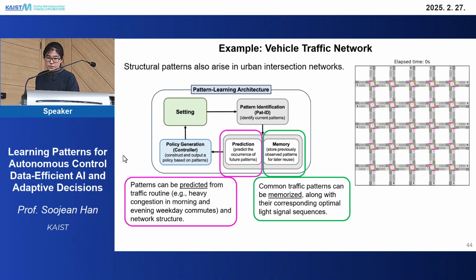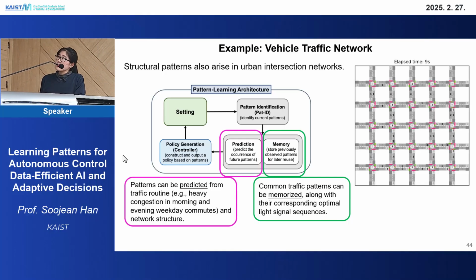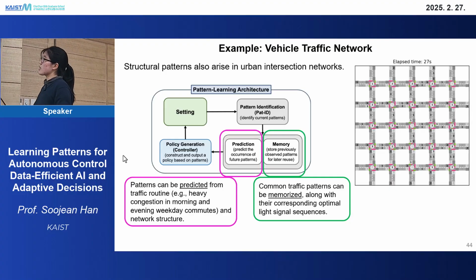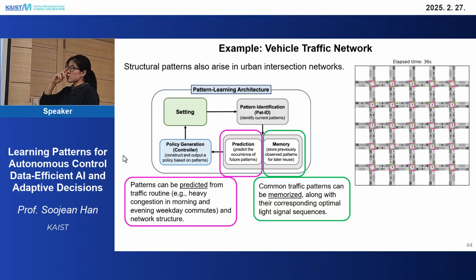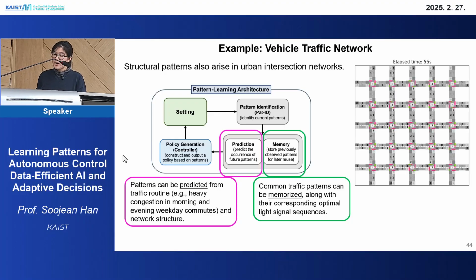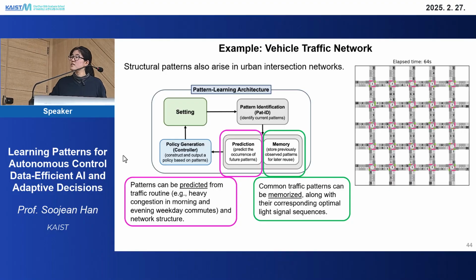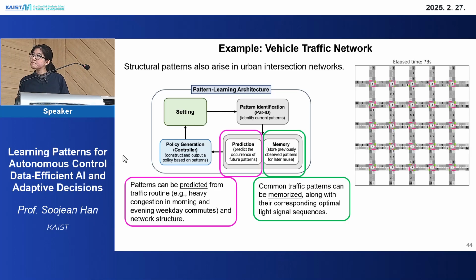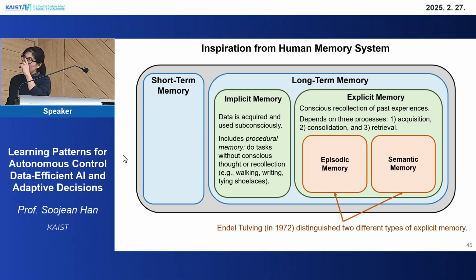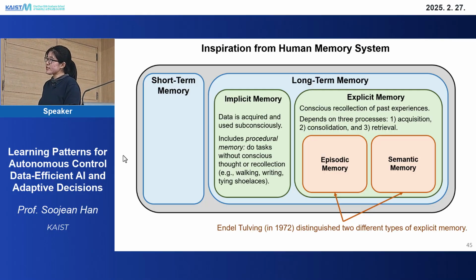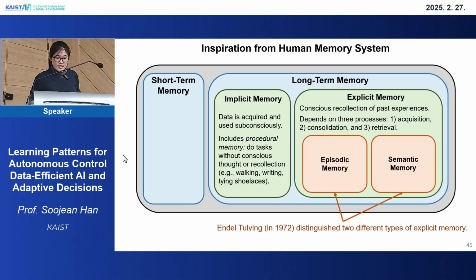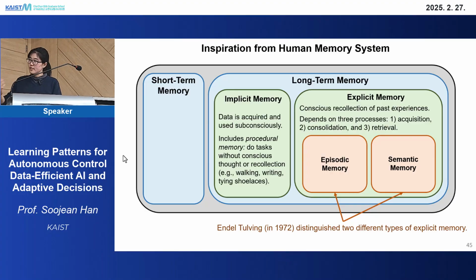Now, for this example, I want to bring back one of our previous works, and that is vehicle traffic network applications. Here I brought back this pattern learning architecture because I want to emphasize that what we're using here is the prediction component, where patterns can be predicted from the traffic routine, like heavy congestion in the morning and evening weekday routines. And we can also memorize past patterns, along with their corresponding optimal light signal sequences based on the patterns that we observed as well as predicted in the future. This takes inspiration from the human memory system. This is just a loose diagram of how psychologists categorize the different parts of the human memory system. In particular, episodic memory and semantic memory are the ones used quite often in reinforcement learning contexts, and there's a whole branch of literature devoted to episodic control or episodic reinforcement learning.